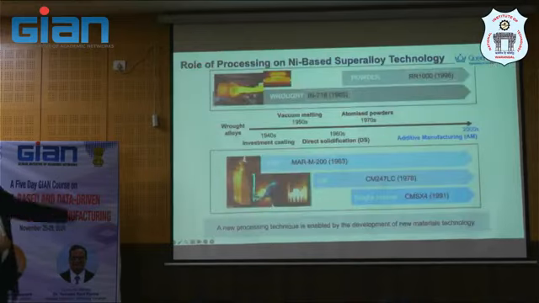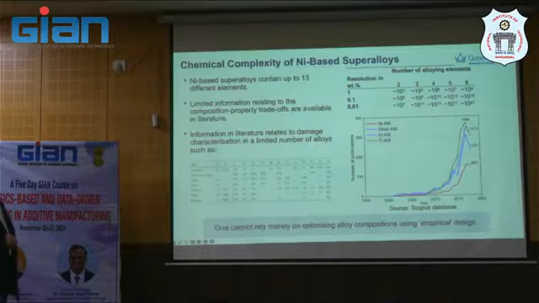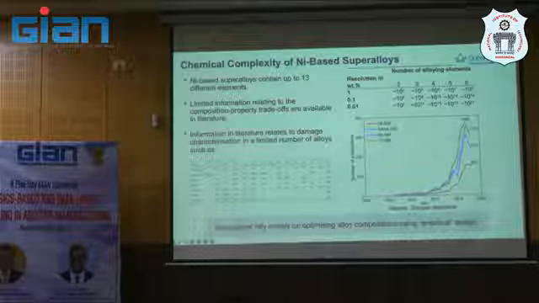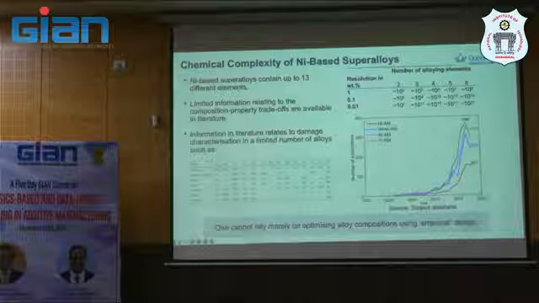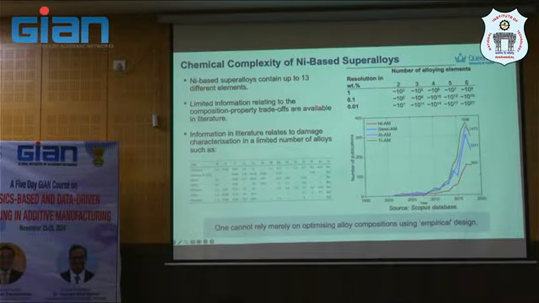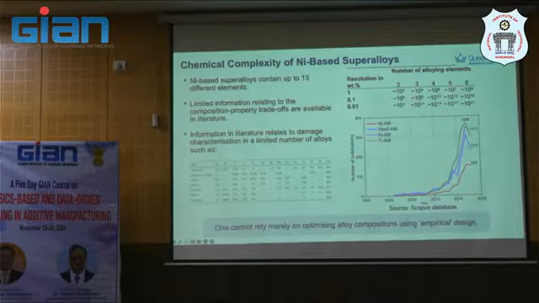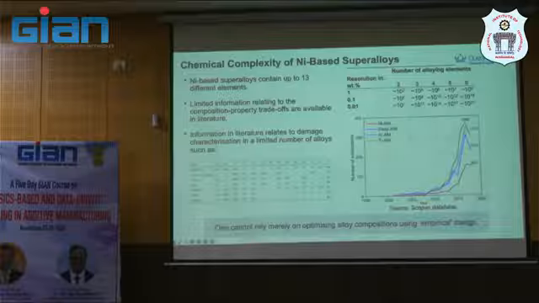So this slide, I think I may have described this slide already. So this is important. What we do, the chemical complexity of nickel-based superalloy is an issue. It contains up to 13 elements, and limited information related to composition-property trade-off is available in literature. There's not much in literature about this, especially information about the damage characteristics in a limited number of alloys. It's just CM247, Hastelloy, Inconel 625, Inconel 718, and so on.